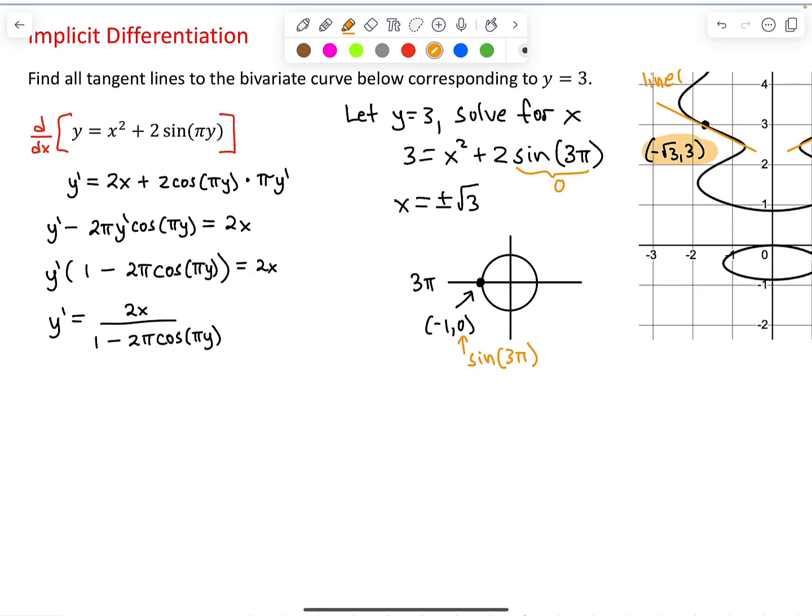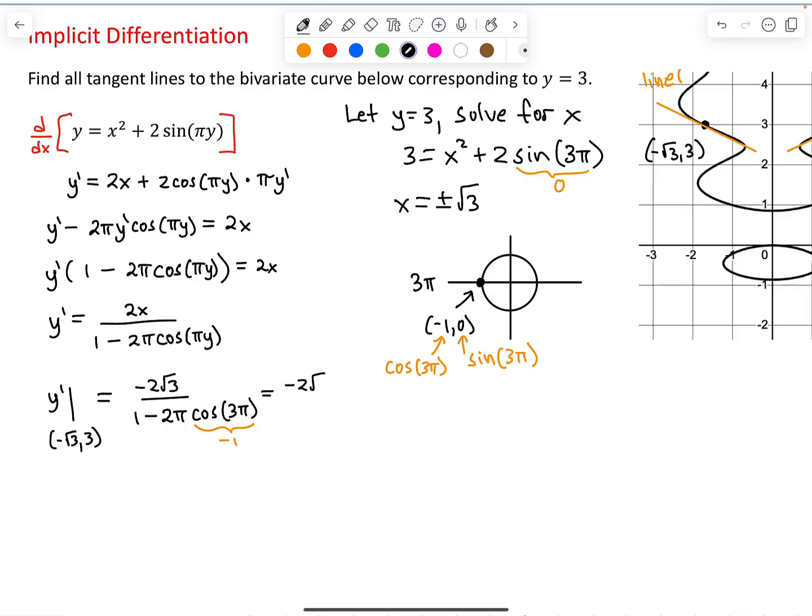Let's go with this point first to find the slope of line 1. So y prime at the point negative rad 3, 3. We plug in x equals negative rad 3, so we have negative 2 rad 3 in the numerator over 1 minus 2 pi times the cosine, and we change y to 3, of 3 pi. Well, this first coordinate, which is negative 1 on our unit circle, is the cosine of 3 pi. So that'll be a negative 1. So we get a slope of negative 2 rad 3 over 1 plus 2 pi. And this is as much as we can simplify it.